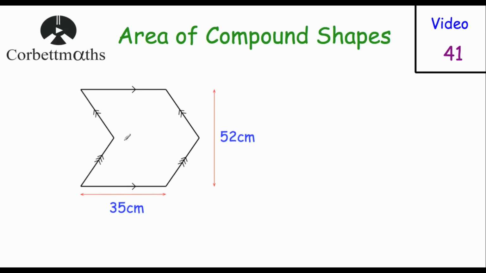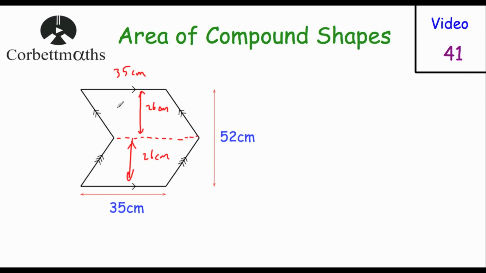It looks like an arrow, but if we divide it into 2, we can see that there's 2 parallelograms. Each of them has a length of 35 centimeters for the base, and the height of them, with the distance between the 2 parallel lines, as you can see, the whole thing is 52. When you divide that by 2, we get 26. That means the height of this parallelogram is 26 centimeters, and the height of this parallelogram is 26 centimeters.